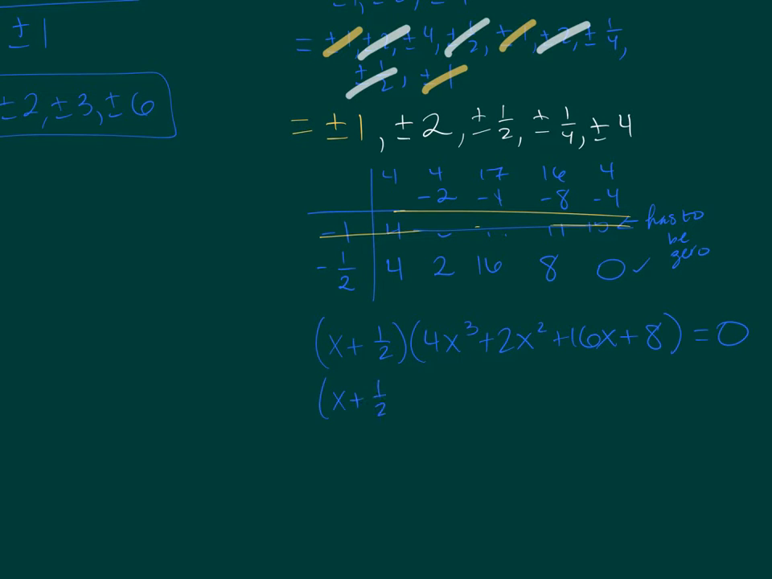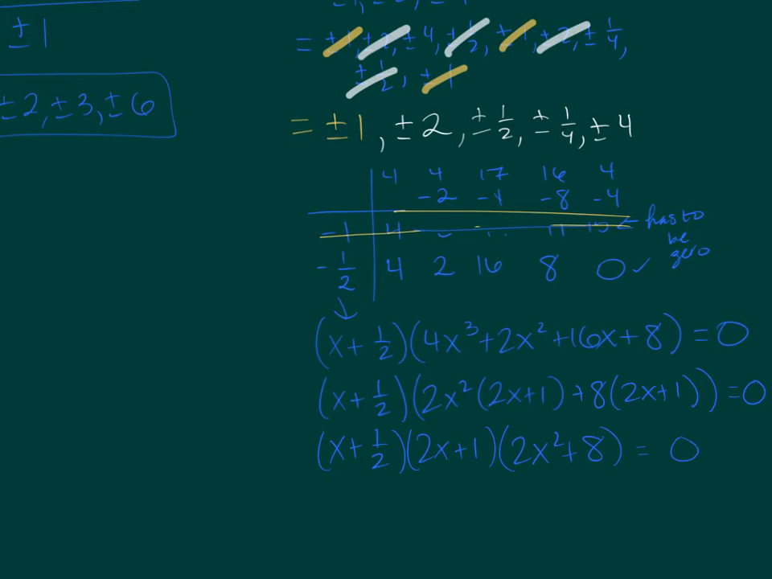So I have x plus 1/2 from here, okay? And then I have my new quotient. So I can factor out from the first 2, which I'm factoring by grouping. I can factor out a 2x squared. So I'm left with 2x plus 1. And from the second 2, I can factor out an 8. So plus 8, 2x plus 1. Now that I have something in common between 2 terms, I can factor out 2x plus 1. So I have x plus 1/2, 2x plus 1, and 2x squared plus 8 equals 0.